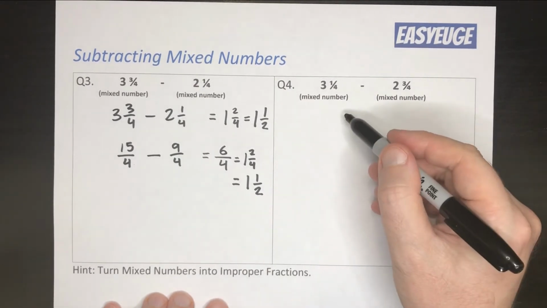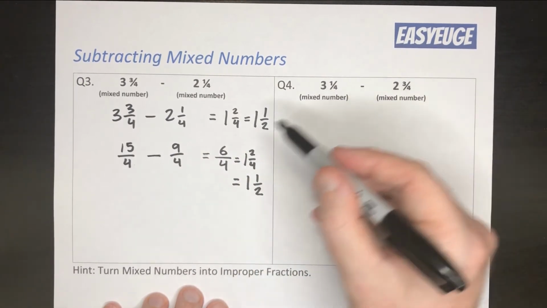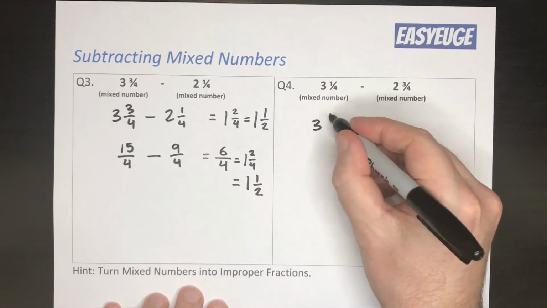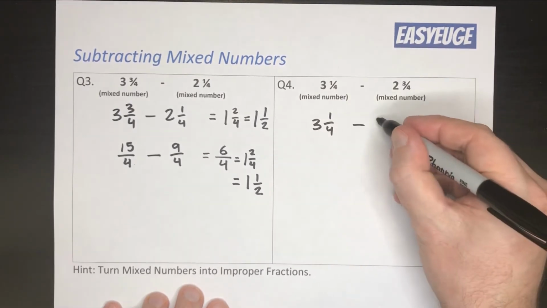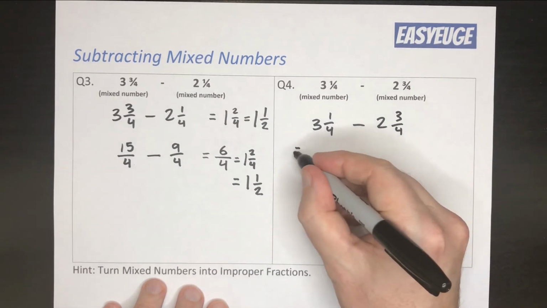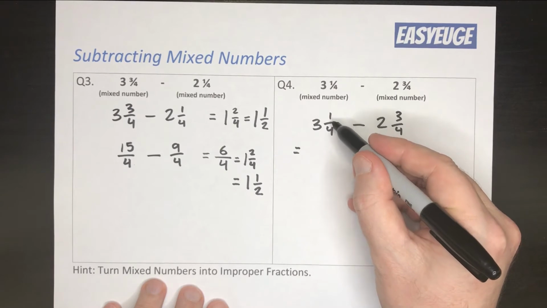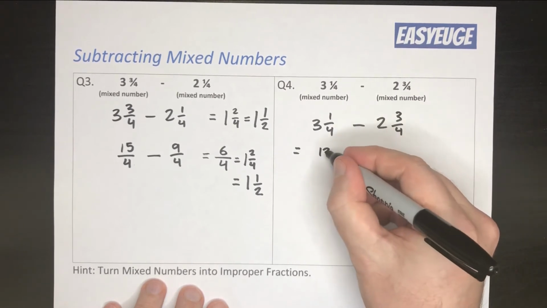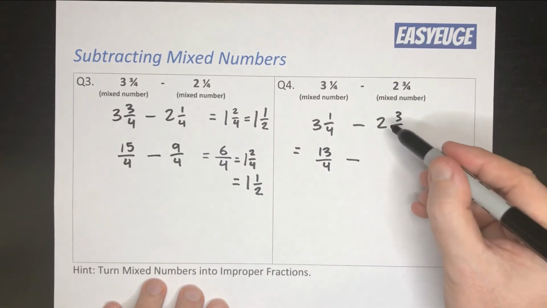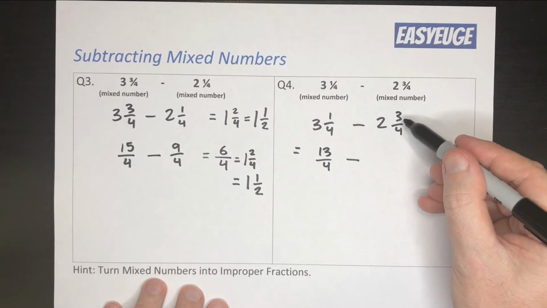So when I move now to question 4, let's go straight into this method of converting mixed numbers to fractions. 3 1/4 take away 2 3/4. Let's get straight into it. 3 4s are 12, plus 1 is 13. So this is 13 over 4. And we take away 2 3/4. 2 4s are 8, plus 3 is 11. So that's 11 over 4.